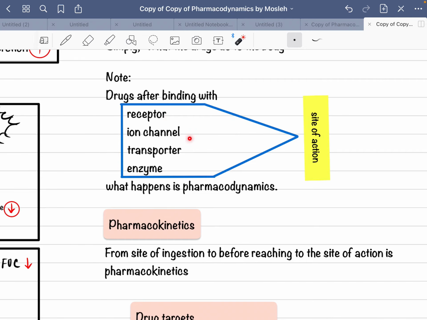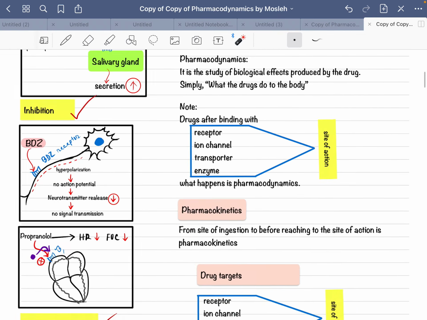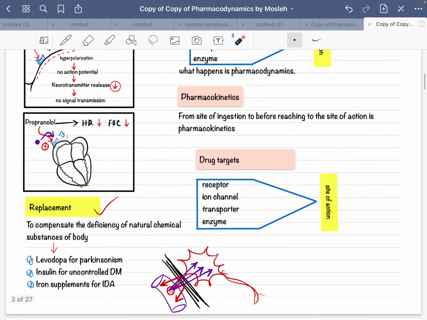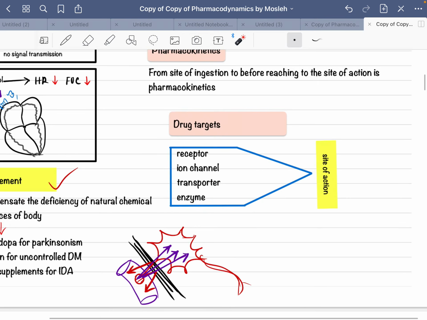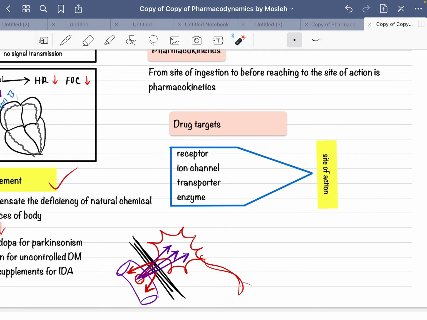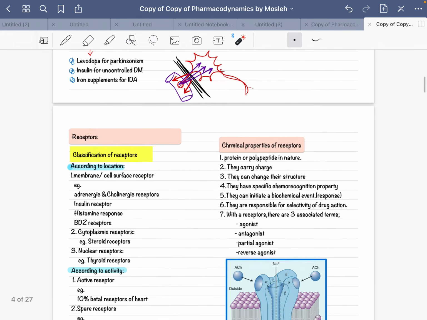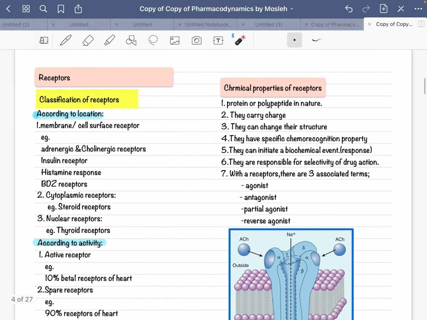Some drugs bind with the receptor, some drugs bind with the ion channel, some drugs bind with the transporter, and some drugs bind with or interact with the enzymes. Okay, so we will describe it elaborately later. So you have known that there are 4 drug targets, very important information: receptor, ion channel, transporter, enzyme. Now at first we will describe elaborately about the receptors.